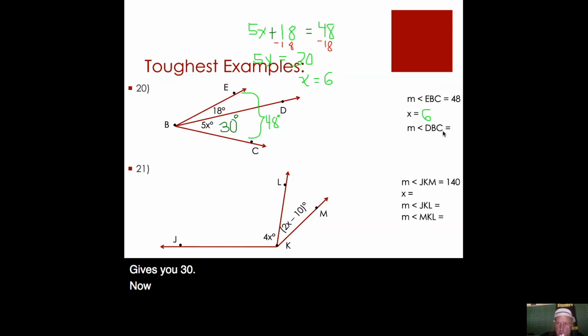Now, you should always check your work, especially when you have the opportunity. How do you know that you're right? 18 and 30 give you that entire angle of 48.